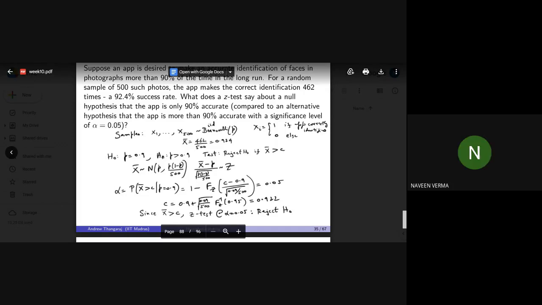Has F inverse been calculated from the table, or where is it given? I think in the lecture it is done using Python, the Colab notebook, but this can be done using the table.